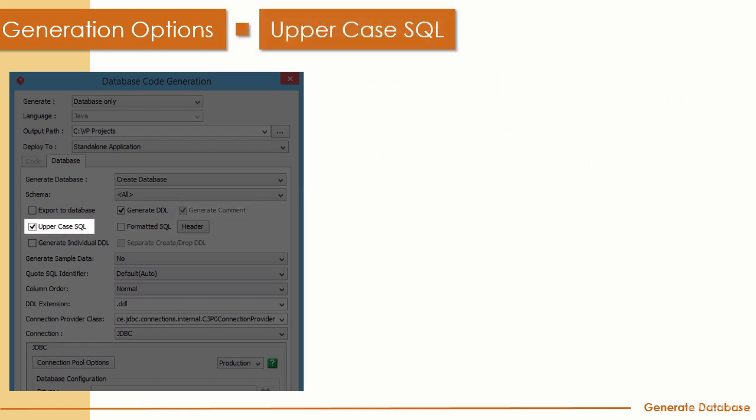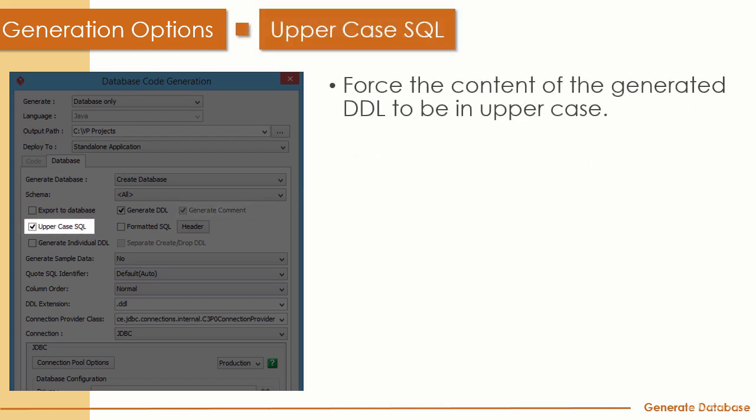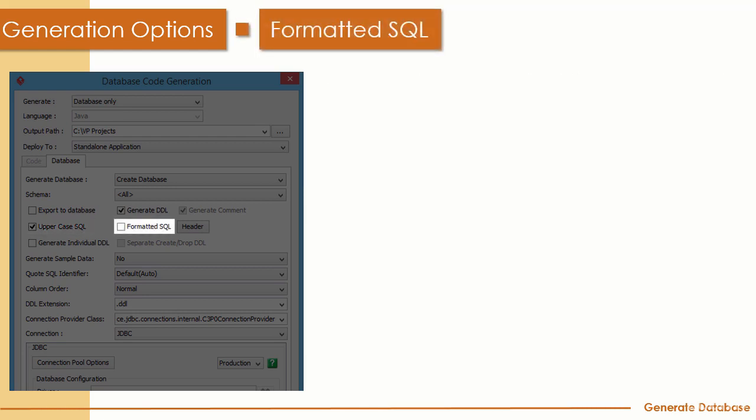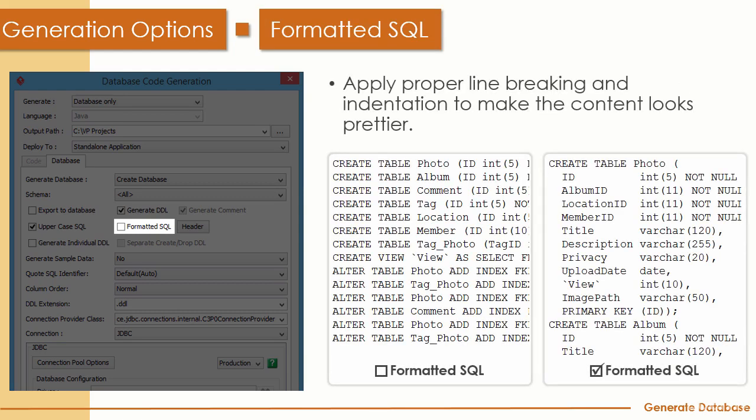The other option is very straightforward. Generate uppercase. It forces the uppercase of all the statements. It's just to conform to your team or company standard. And formatted SQL. You can turn it on if you like to have a more human readable format. On the left hand side, you see what the DDL will produce if you don't check the formatted SQL. We try to generate everything in a single line, which is very efficient for machines to read, but not efficient for humans to read it.